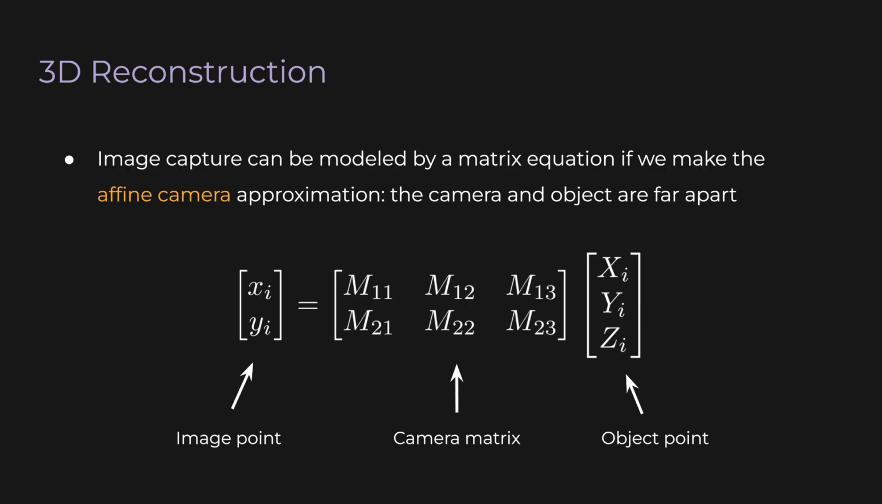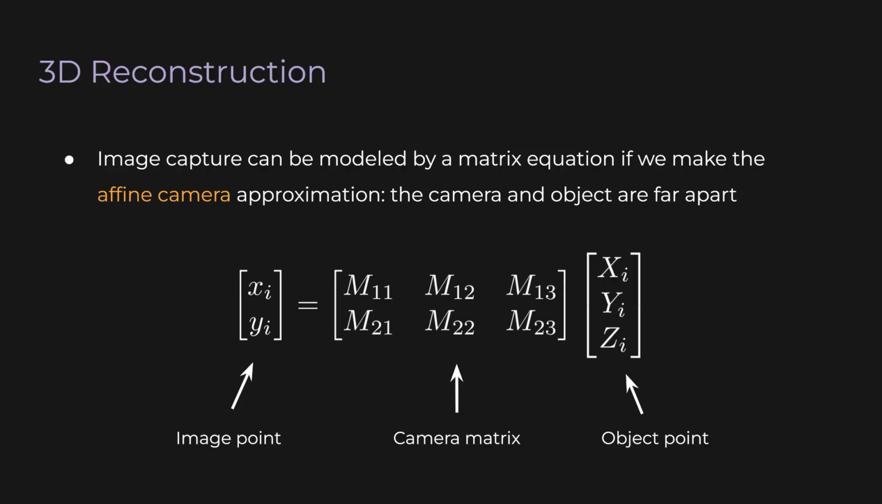I'm not going to derive it, but you can find the derivation in any standard textbook on computer vision. Instead, we're going to take this equation as given and see how it can help us perform 3D reconstruction. On the left-hand side, we have a 2-vector of the 2D coordinates of a particular pixel, and on the far right, we have a 3-vector of the 3D object point that represents the corresponding point on the real-world object.